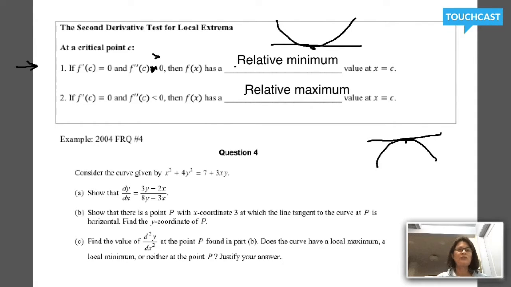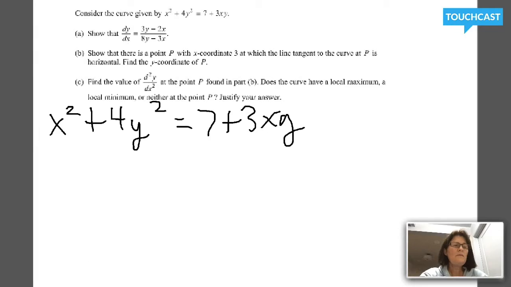Okay, so take a look at question 4 from 2004. It's a good example of how you might be able to use the second derivative test in a place where the first derivative test isn't going to help. Parts A and B are really super excellent review. And you might see problems like this in your free response book, so I want you to pay very close attention. And then by the time we get to part C, that's where we're going to need the second derivative test.